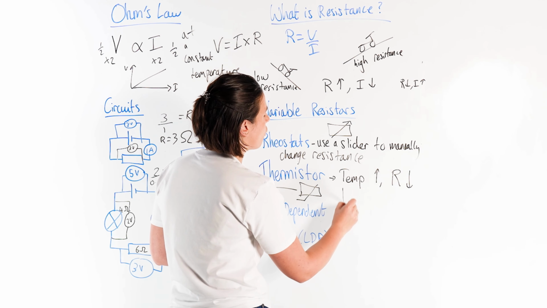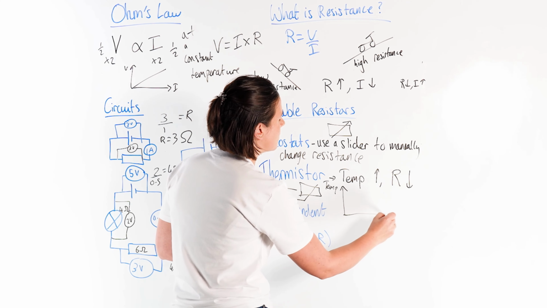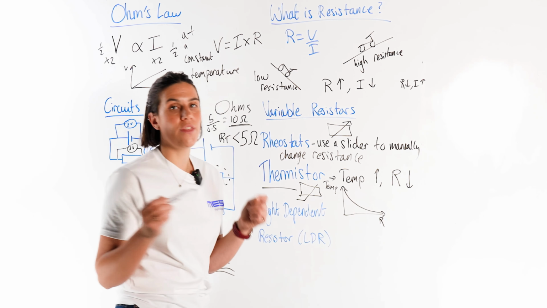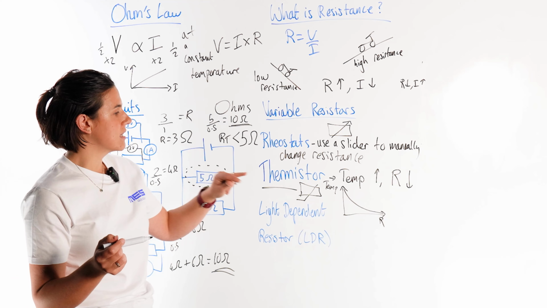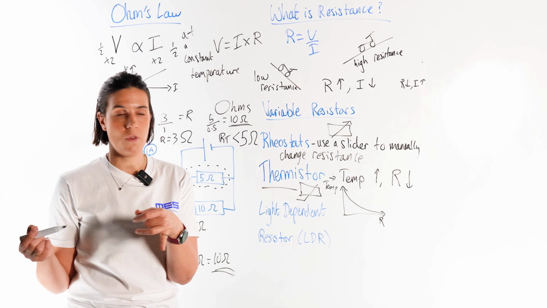And if we were to draw a graph of temperature versus resistance, your graph looks like that. It's a nice curve like that, because as the temperature increases, the resistance decreases, okay?